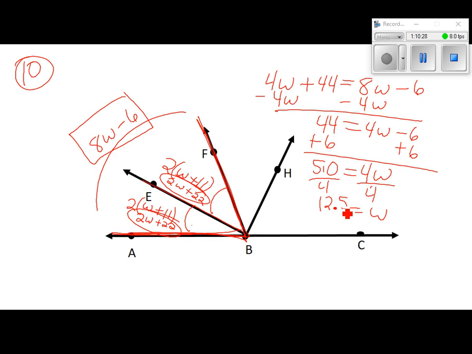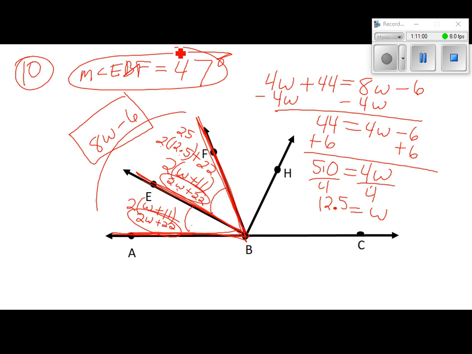And they said find the measure of angle EBF. EBF is this angle. So we're going to stick 12.5 in there, so 2 times 12.5 plus 22. 2 times 12.5 is 25, plus 22 is 47. So the measure of that angle is 47 degrees.